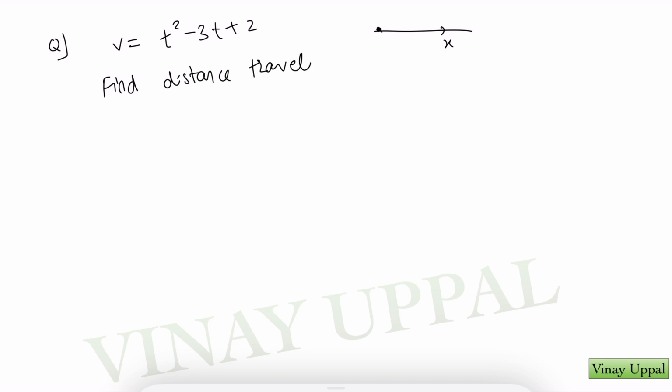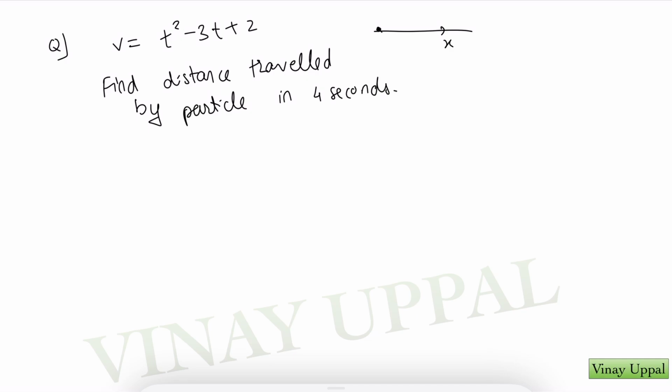Let's look at another question. Suppose I have velocity as t squared minus 3t plus 2. So the particle is once again moving along the x-axis, and I want to find the distance traveled by the particle in, let's say, 4 seconds.